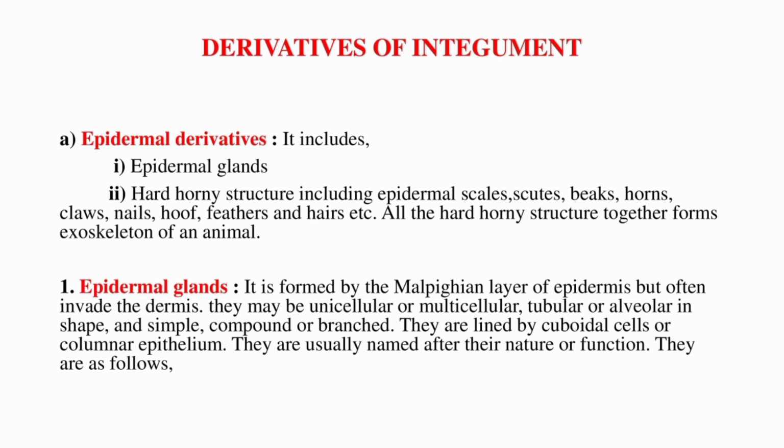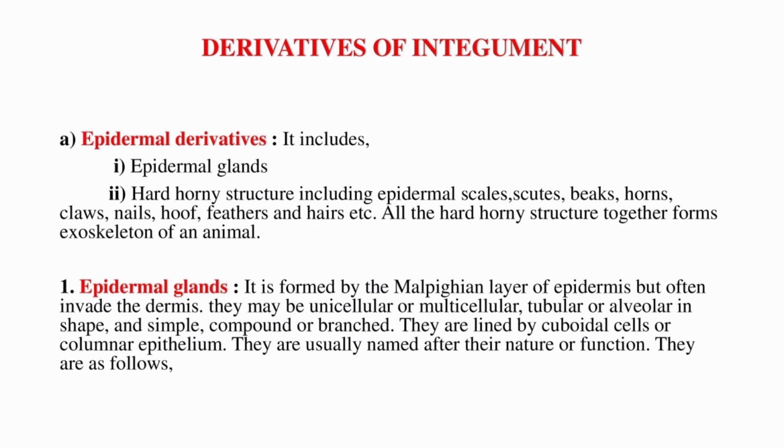Epidermal glands. It is formed by the Malpighian layer of epidermis but often invades the dermis. They may be unicellular or multicellular, tubular or alveolar in shape, and simple, compound or branched. They are lined by cuboidal cells or columnar epithelium. They are usually named after their nature or function.